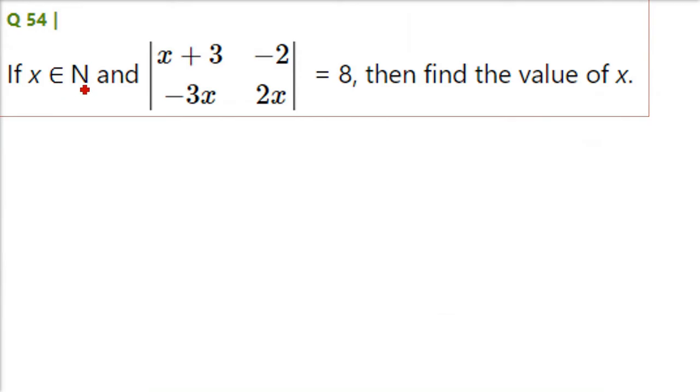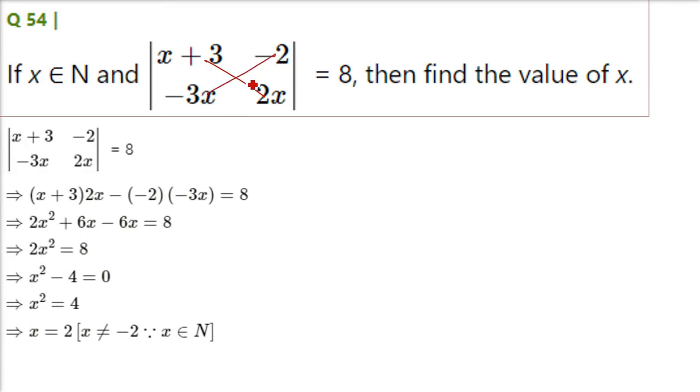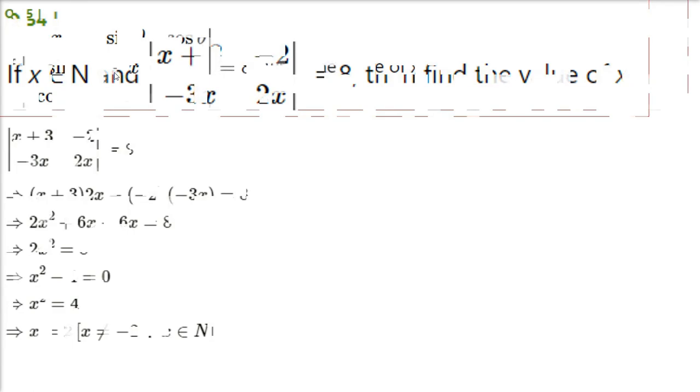Now x belongs to N. Same thing you have to do, x plus 3 into 2x minus 3x into 2. So you will get some value, and the value will be x square equals 4. x will be equal to plus minus under root 4, plus minus 2. But because this is a natural number, you cannot take x equals minus 2. So the only answer will be x equals 2.